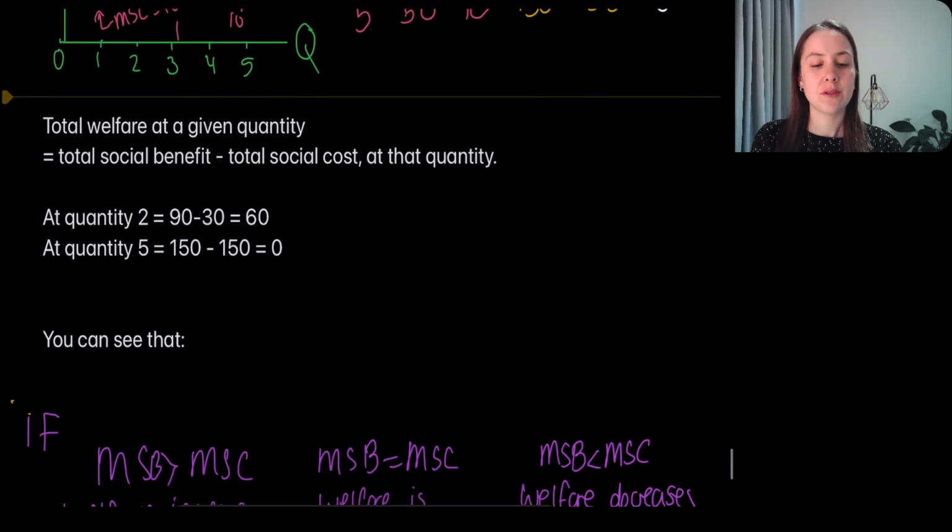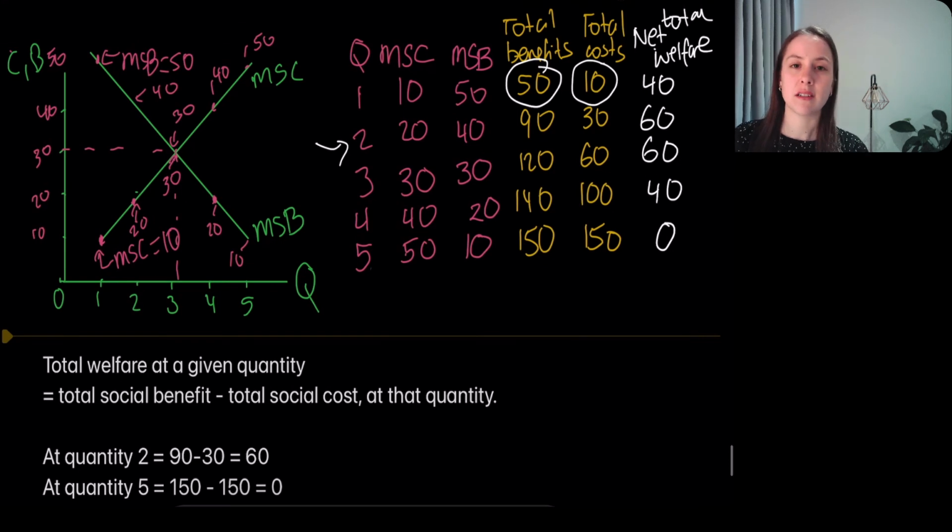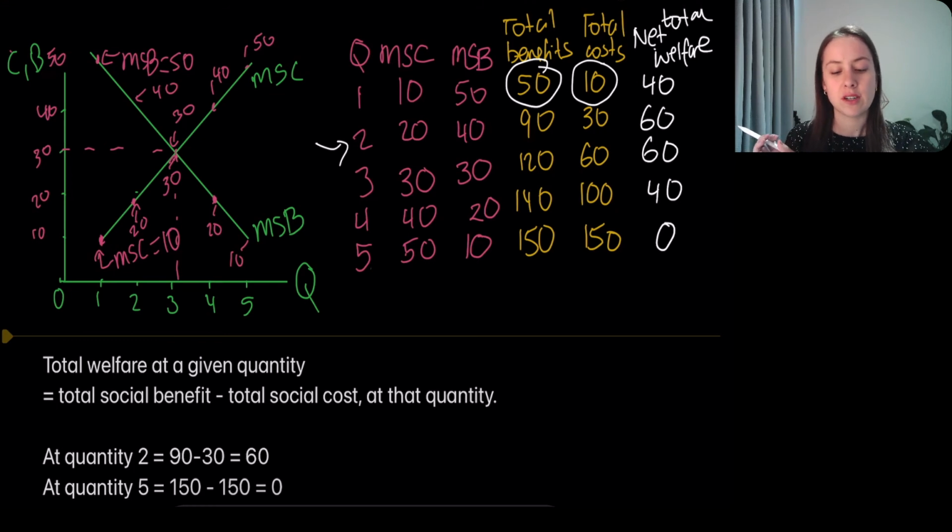So here I've got that equation, total social benefit minus total social cost at whatever quantity the question's asking you about. So at quantity 2, the total welfare is 90 minus 30, which is 60. If the question asks you about quantity 5, you've got to take the total benefit of quantity 5, 150, and minus the total costs at quantity 5, which is 150, giving you a welfare of 0. That's actually quite cool because you can see that sometimes higher units actually result in less welfare overall. It could be better to produce 2 units and not 5 units.